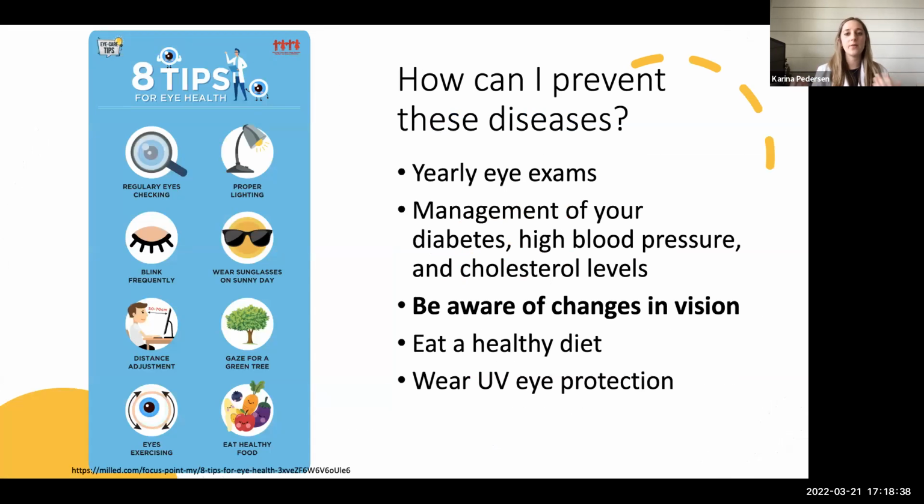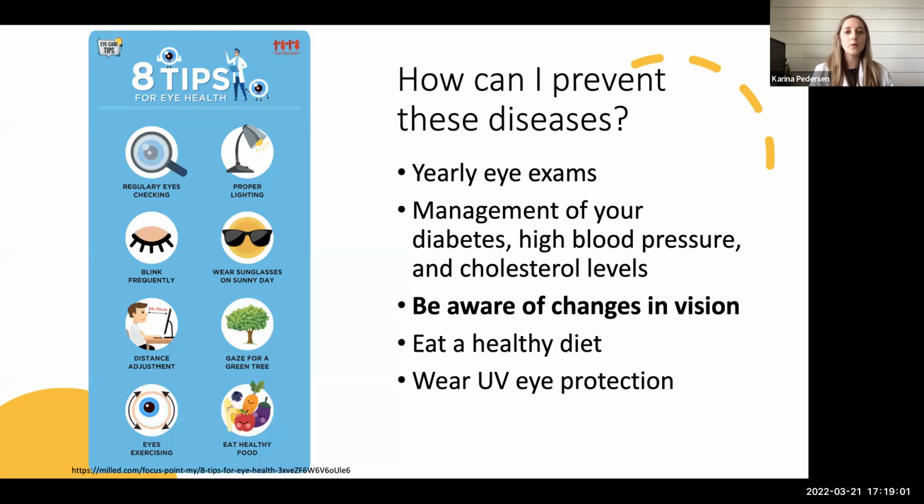So how can you prevent all of these diseases? Like I was talking about in the diabetic eye exam section, yearly eye exams can help to not only catch these diseases early, but if they are treatable, you can start early treatment and be on top of the disease itself. Along with that comes management of your diabetes, your blood pressure, and your cholesterol levels.